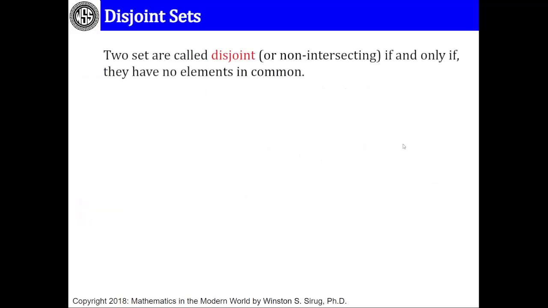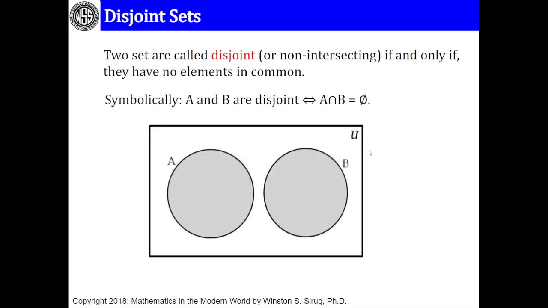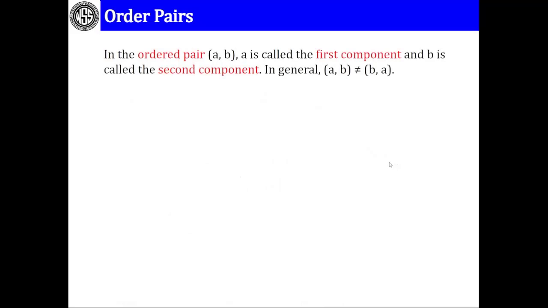So, disjoint sets. Two sets are called disjoint or non-intersecting if and only if they have no elements in common. For example, itong ganitong part. Yan. So, ordered pairs: A is called the first component and B is called the second component. In general, AB is not equal to BA. So, when we mean ordered pairs, kung anong arrangement niya, yun din dapat yung arrangement na lalabas. So, kapag nagbago ang arrangement niya, hindi siya equal dun sa nauna.